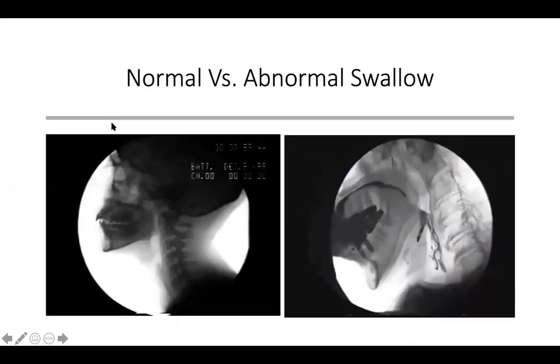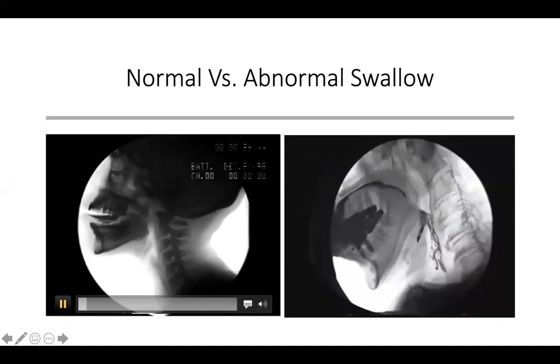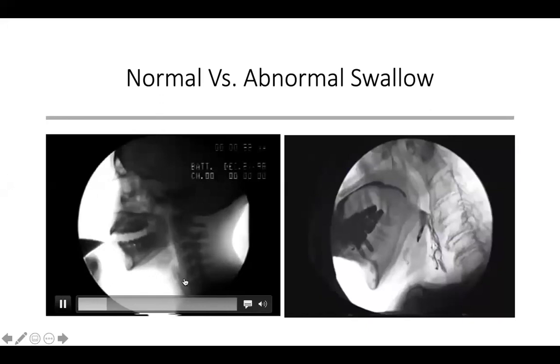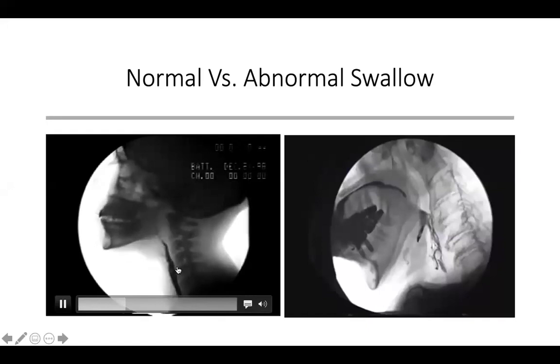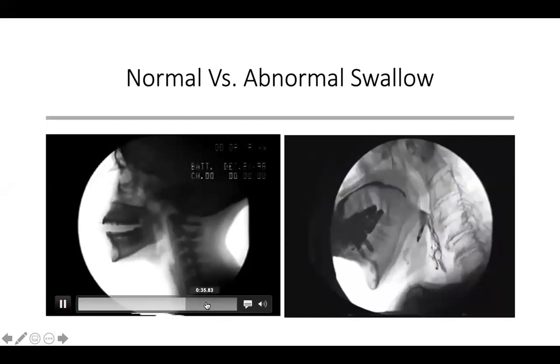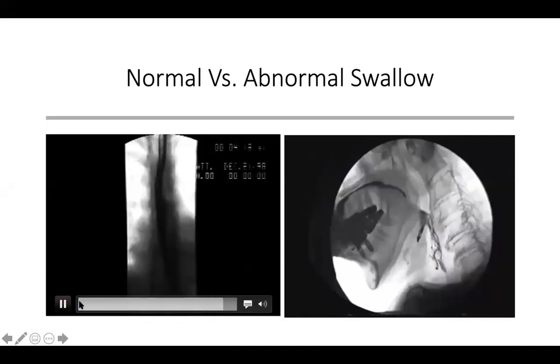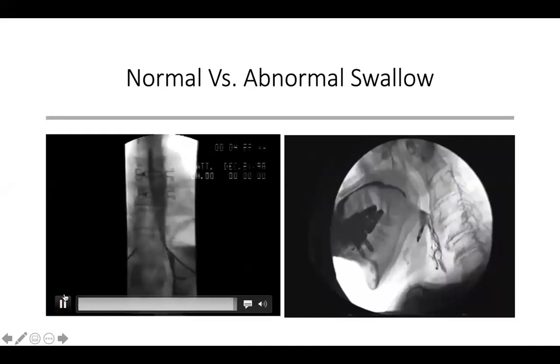Okay, and these are different samples of a normal swallow versus an abnormal swallow. This is a normal swallow: no aspiration, good velopharyngeal seal, good laryngeal elevation, no residue, good laryngeal squeeze, good pressure. This is an AP view. Again, no aspiration, passing nicely through the esophagus.